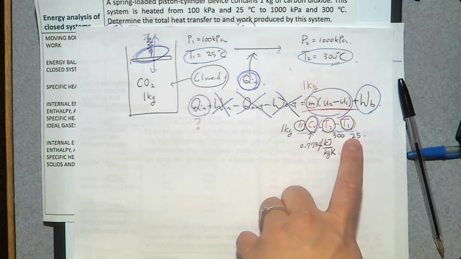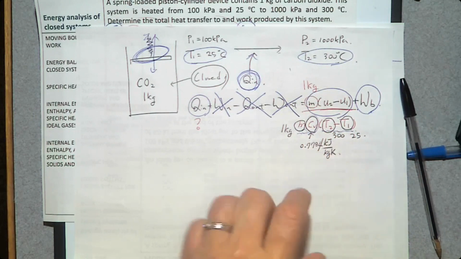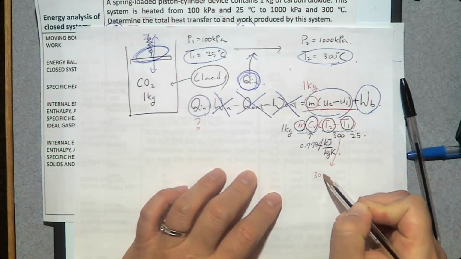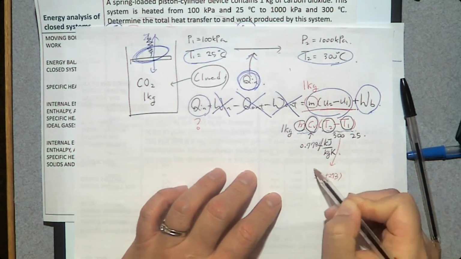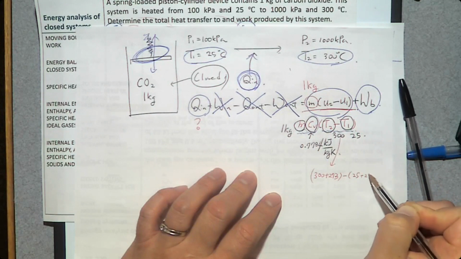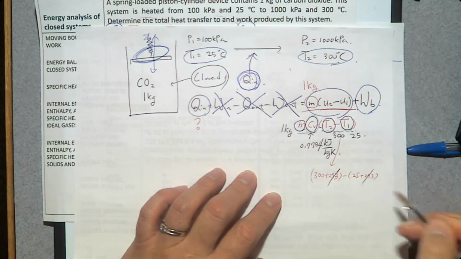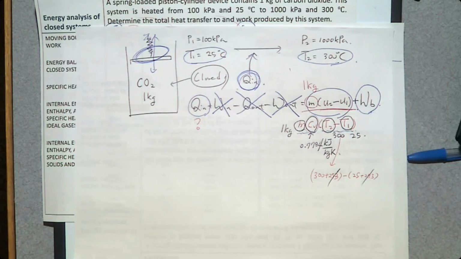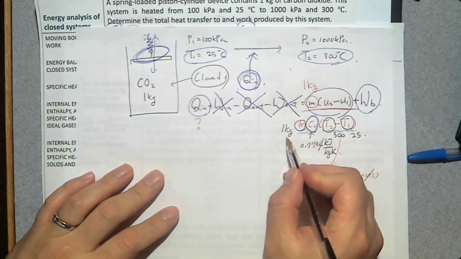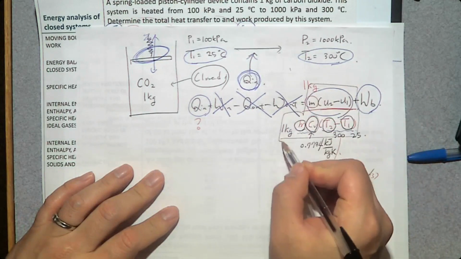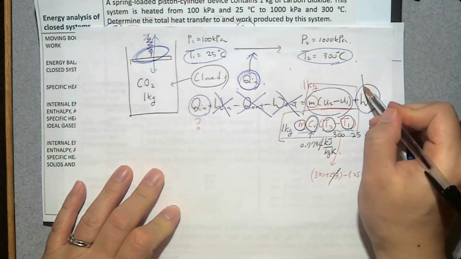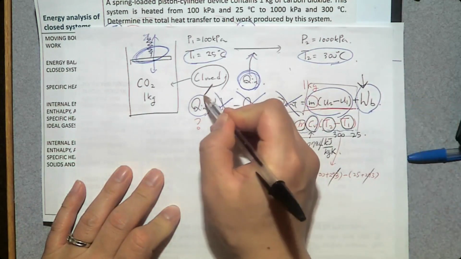So 300 minus 25 is the same as 300 plus 273 minus 25 plus 273. So the difference in degree Celsius is the same as the difference in Kelvin. So you can use 300 and 25. You don't have to convert them to Kelvin, okay? Then we have everything here. The only unknowns are WV, WB, and Qin.